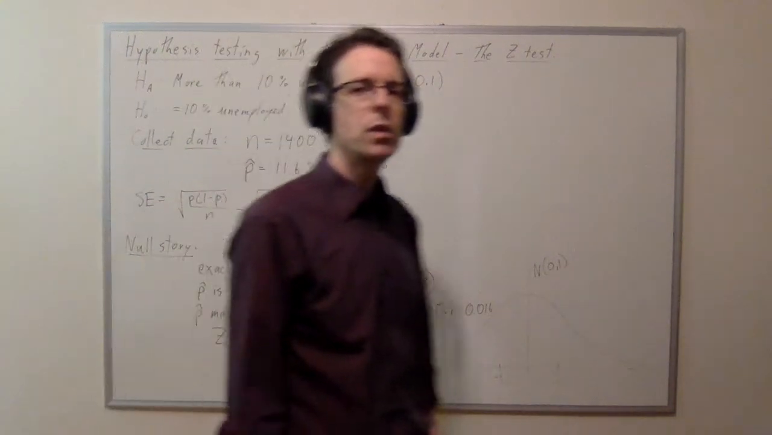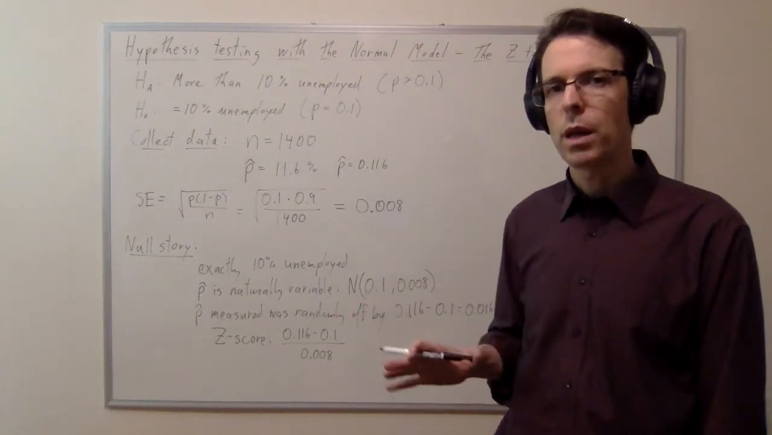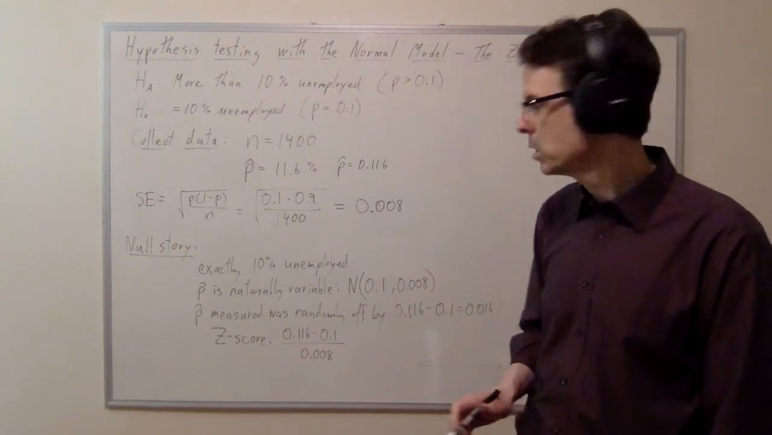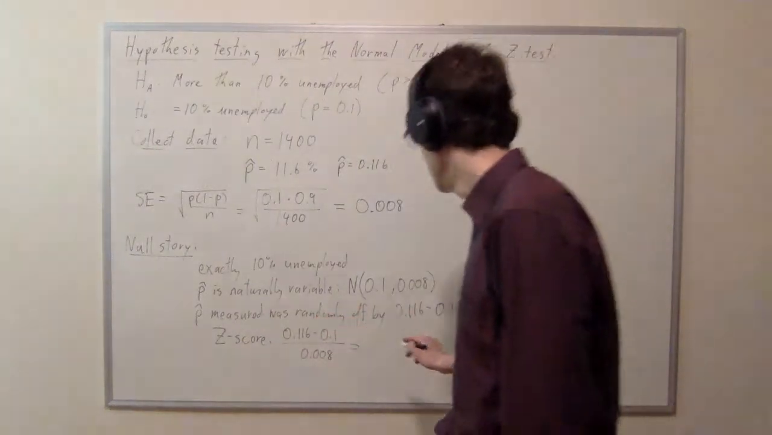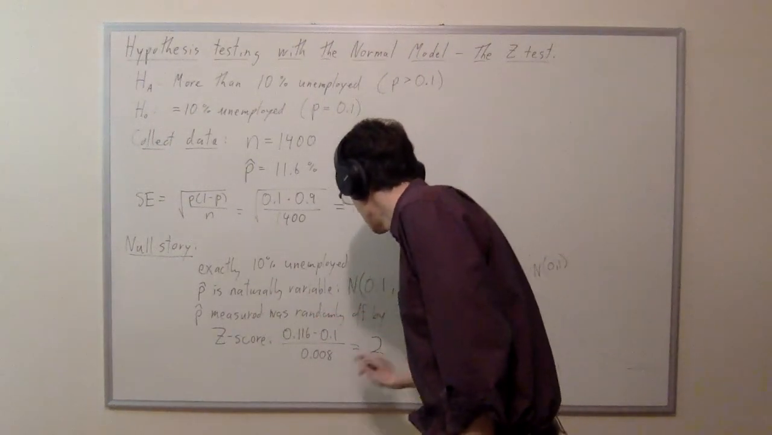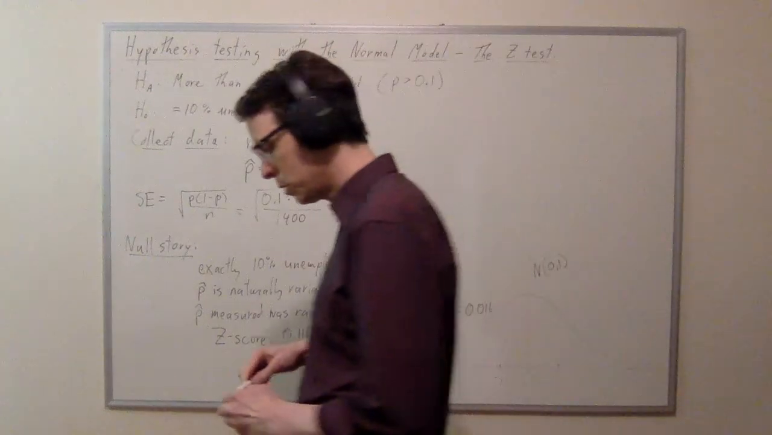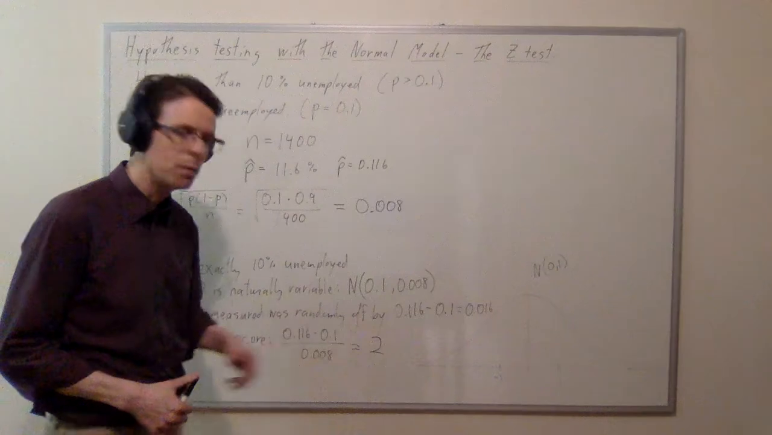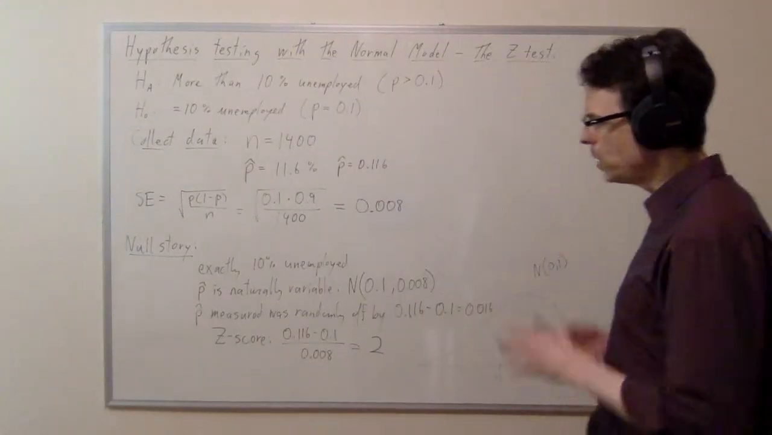The key thing about the z-score is it's measuring how far off from anticipated our results are in units of standard errors. And this thing, because to be honest, I kind of rigged the numbers, is exactly equal to 2. So we get a z-score exactly equal to 2. You can see here when you subtract this, you get 0.016, and then you divide by 0.008, and you get 2 exactly. And what does that mean?